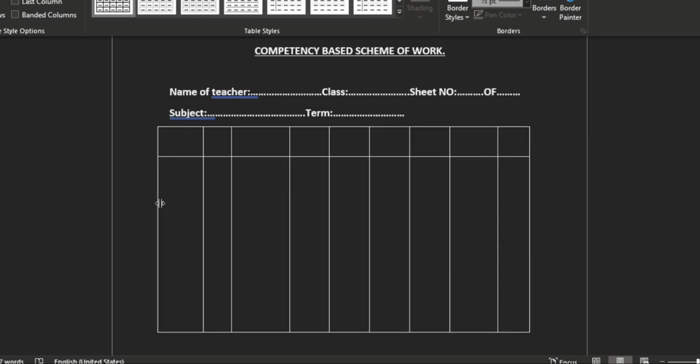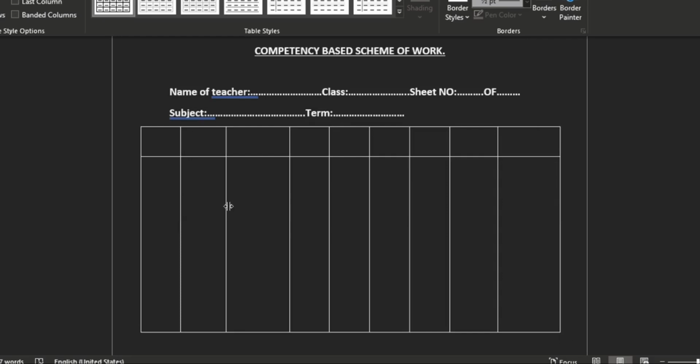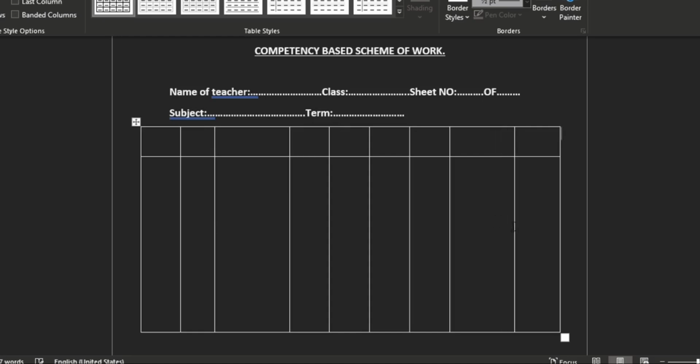All right, so the scheme of work. I think even for primary schools, scheme of work and lesson plans are very important. You can't be a teacher and you don't know how to make a scheme of work, or how to do the lesson planning for yourself. So that's the purpose of this video. For those who want to learn more, this is how you can do it on the computer. This is the same way you can design it in your book.